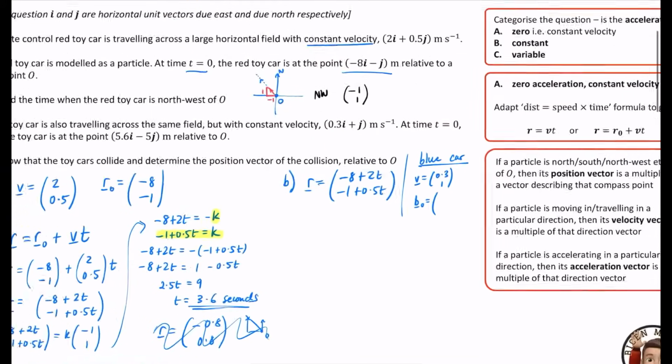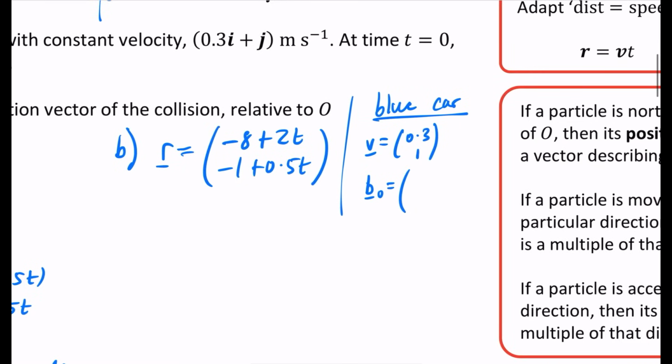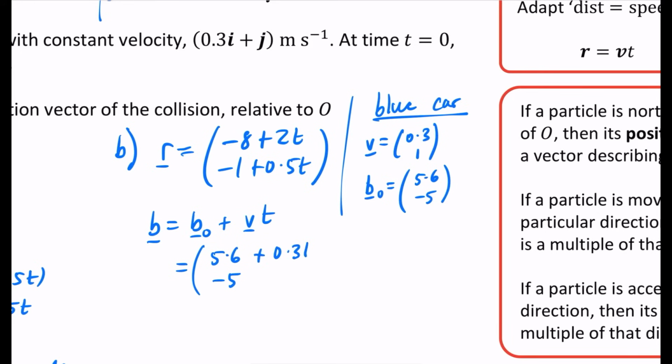Its initial position was 5.6 minus 5. So if I was going to find out what the blue car is, it would be the initial position plus its velocity times by time. So that is 5.6 minus 5. I'm actually going to do this all in one single line. That's going to be the velocity times by time. You're imagining these things getting multiplied by t. And then this would be a minus t as well. So you can jump straight to that.